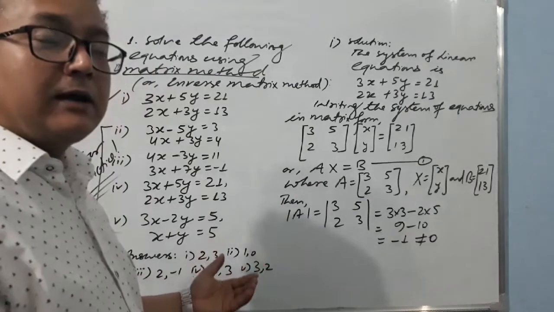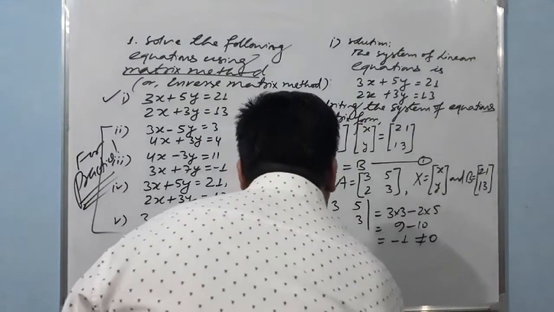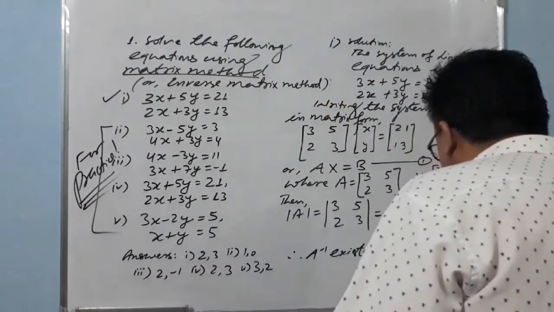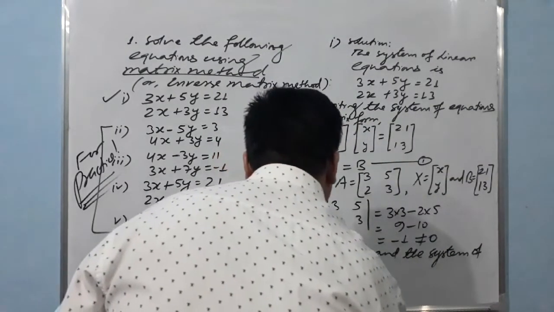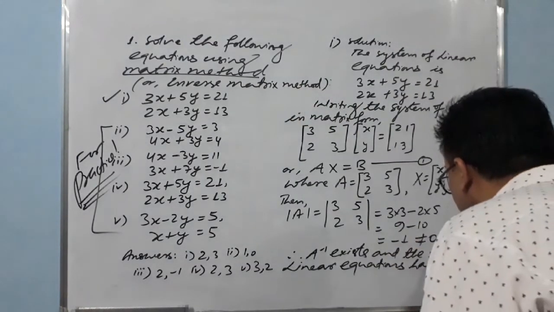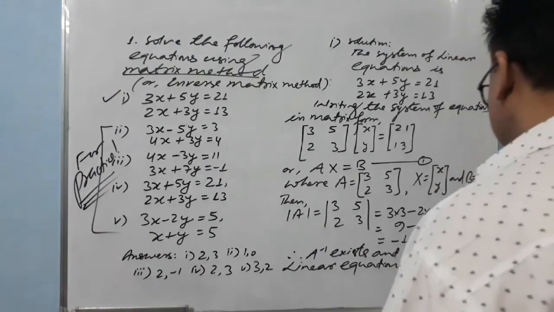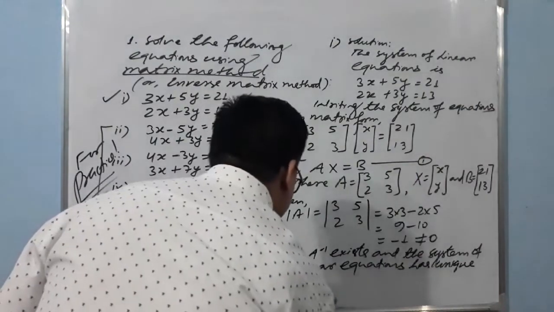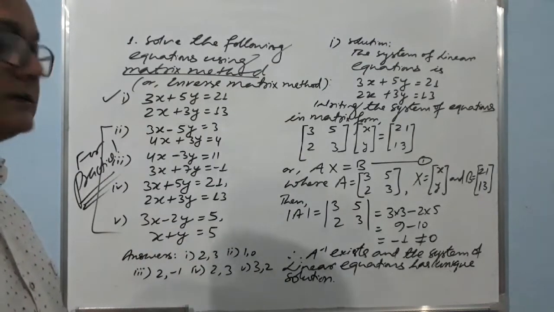So we can say A inverse exists and the system of linear equations has a unique solution. We will have a unique solution. Therefore A inverse exists and the system of linear equations has a unique solution.